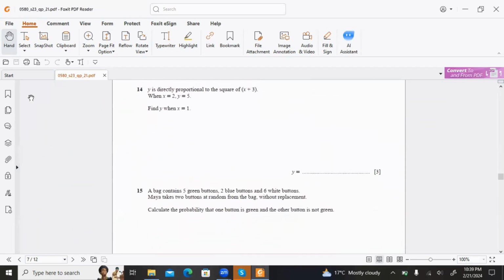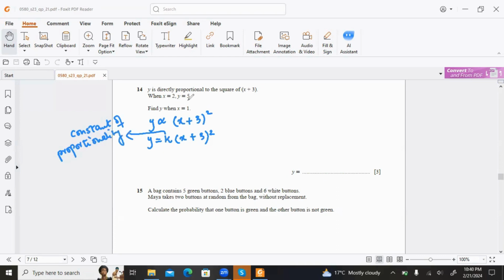Okay, then question 14 is saying that y is directly proportional to the square of x plus 3. So y equals k times x plus 3 squared. When we talk about direct proportion, that means both quantities are either increasing or decreasing. Hence, it's y equals k times x plus 3 whole square. k is your constant of proportionality.